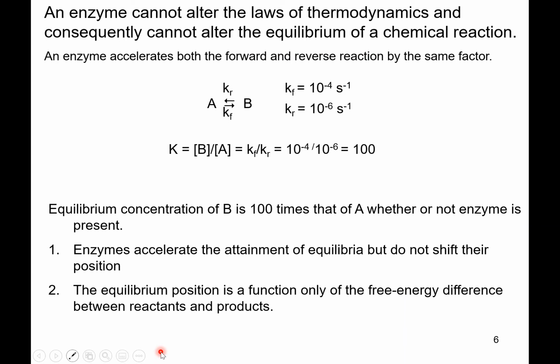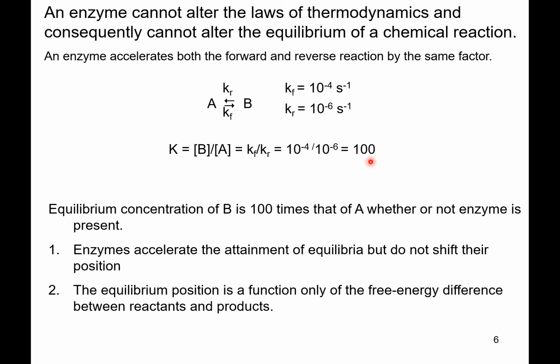Enzymes don't alter the laws of thermodynamics, and that means they don't alter the delta G of the reaction. They also do not alter the equilibrium constant. Okay. So in this example, A going to B, we have the reverse rate and the forward rate, so we have rates in both directions. If they're at equilibrium, we can write an equilibrium constant for that. It would be B over A, and that would equal the rate of the forward reaction over the rate of the reverse reaction, right?